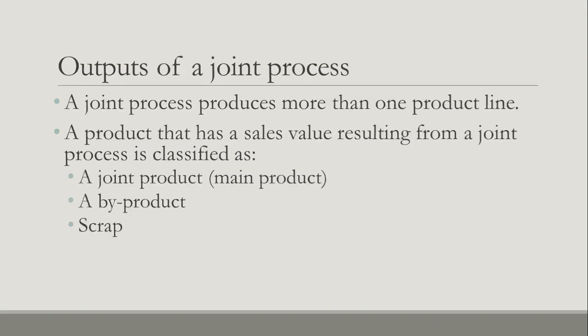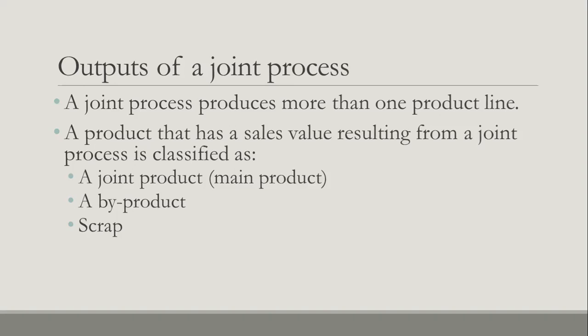So the outputs of a joint process are, first, your joint product or your main product; second is your byproduct; and third is your scrap. So a joint process produces more than one product line. A product that has a sales value resulting from a joint process is classified as a joint product, as a byproduct, or as scrap. Joint products, also known as main products, are the primary outputs of a joint process. Each joint product has a substantial revenue generating ability. Joint products are the main reason why a company enters into the production process.